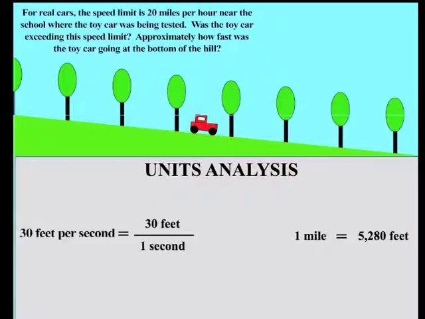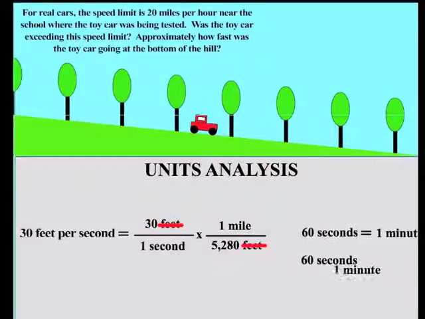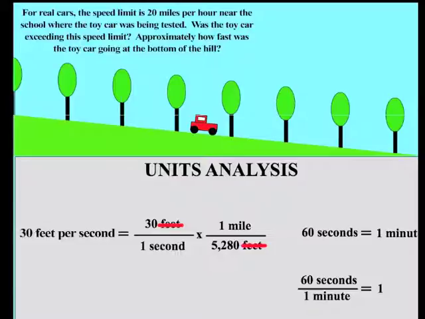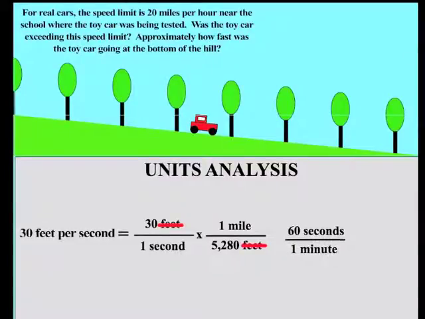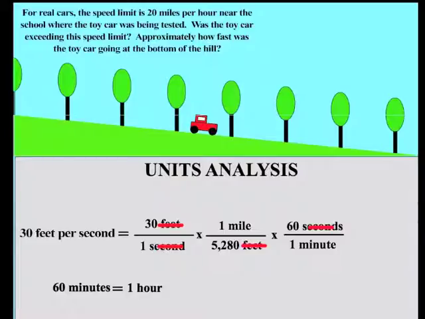First, notice that 5,280 feet equals 1 mile. So, if you multiply some quantity by the quotient of 1 mile and 5,280 feet, then this is equivalent to multiplying by 1. So, this does not change the value of the original quantity. Similarly, notice that 60 seconds equals 1 minute. So, if you multiply some quantity by the quotient of 1 minute and 60 seconds, then this is equivalent to multiplying by 1. So again, this does not change the value of the original quantity. And similarly, you can multiply by the quotient of 60 minutes and 1 hour, and the value of the original quantity will not change.